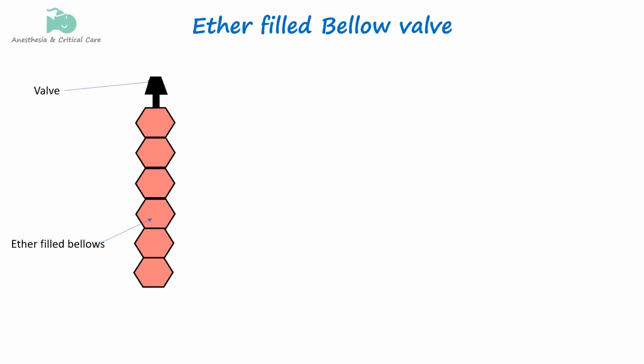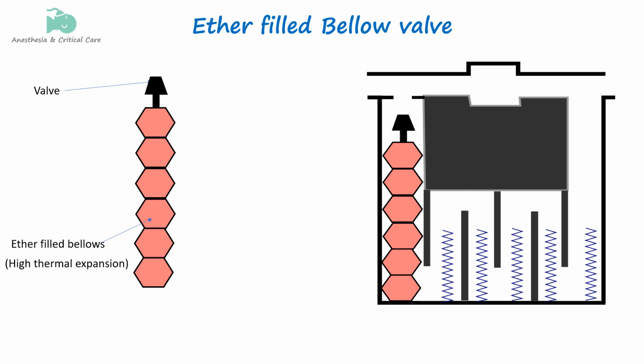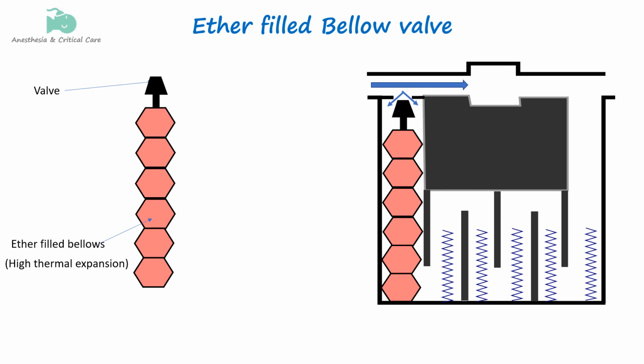Some vaporizers use the expansion and contraction property of a liquid inside bellows to control the valve. Ether-filled bellows, just like bimetallic strips, work on the principle of thermal expansion of ether, a liquid with a high coefficient of thermal expansion. The bellows expand or contract in response to temperature changes. As the temperature rises, the ether inside the bellows expands, causing the bellows to expand as well. This expansion mechanically alters the flow of fresh gas via the valve into the vaporizer.